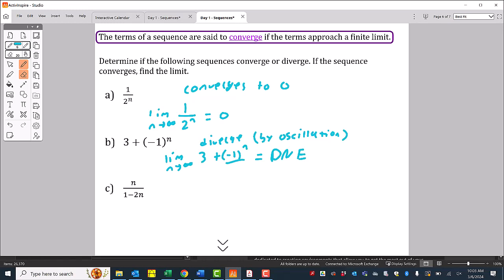Okay, so finding if the sequence converges or diverges, that's all it is. It's just finding the limit. Aside from that, there's nothing really else that we need to go over. Tomorrow, we'll look into more of the calculus side of things and what we're going to be doing with it.